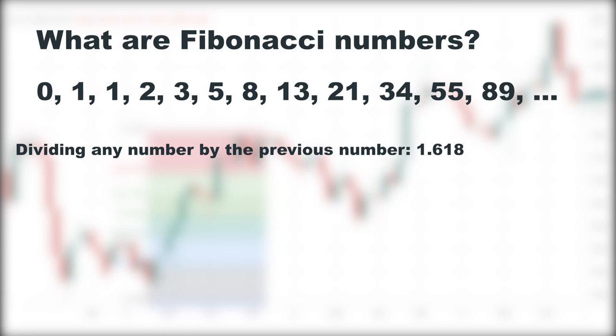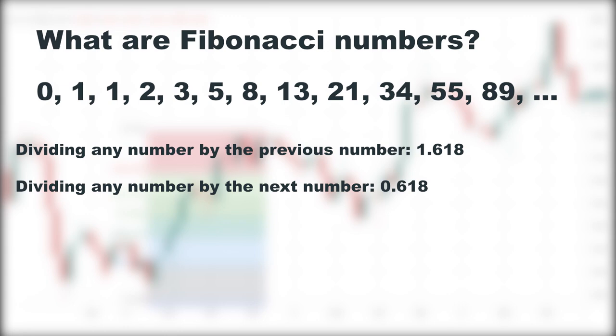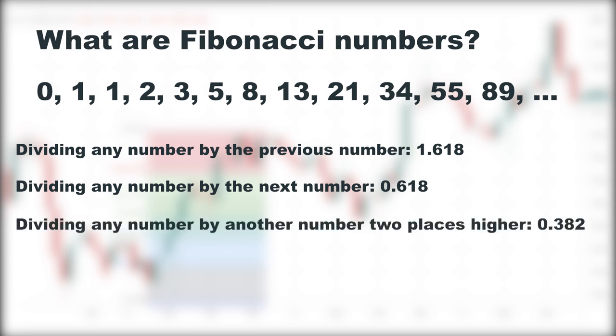Actually, when we move forward and the numbers increase, the result gets closer and closer to 1.618. If we divide any number by the next number, which is higher, the result is approximately 0.618, and similarly the result gets closer to this as we move forward and the numbers increase. If we divide any number by another number two places higher, the result is approximately 0.382, with the result getting closer to this as the numbers increase. And also notice that 1 minus 0.618 equals 0.382.